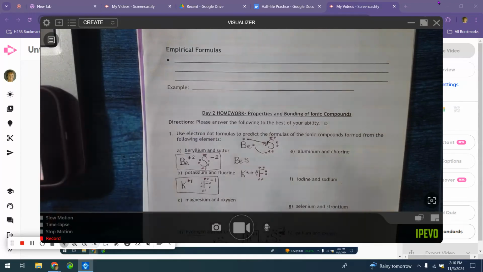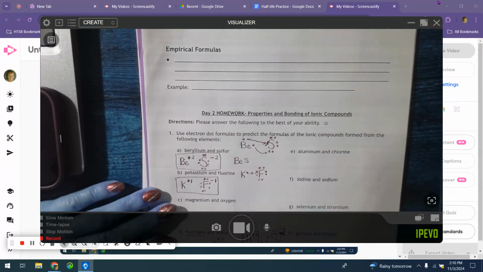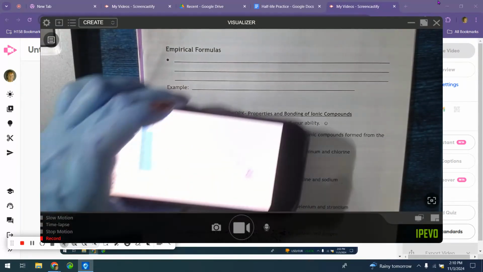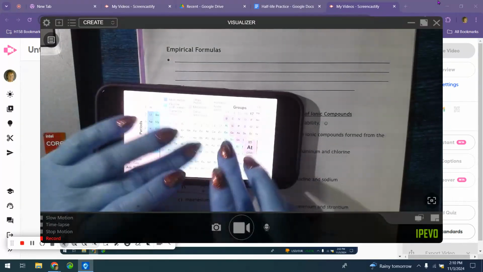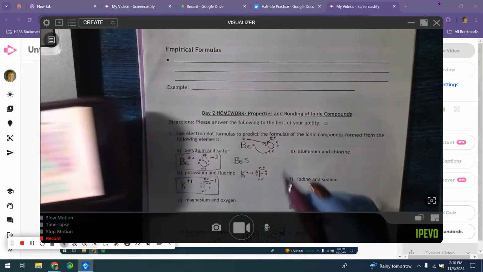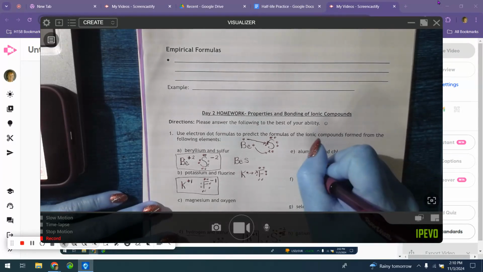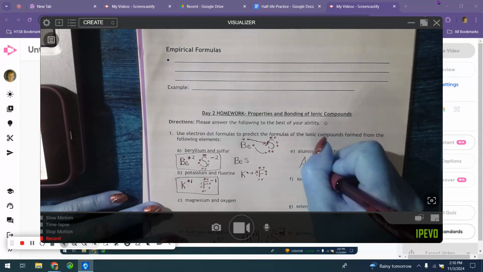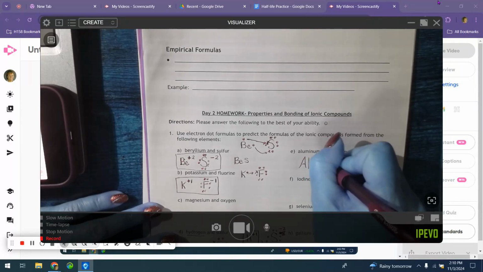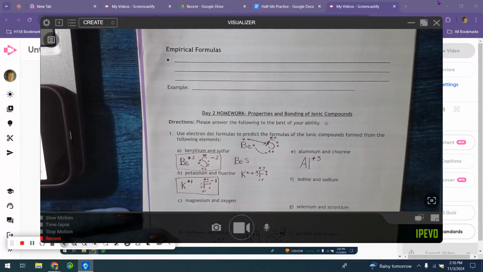Okay, so if you think about that, when I look at aluminum, I can look at my periodic table and I can see that aluminum is right here in group 13. That tells me aluminum has 3 valence electrons. It also tells me that it's going to form a +3 ion. So I'm going to show you a trick here. If aluminum forms a +3 ion, that means it got rid of 3 electrons.